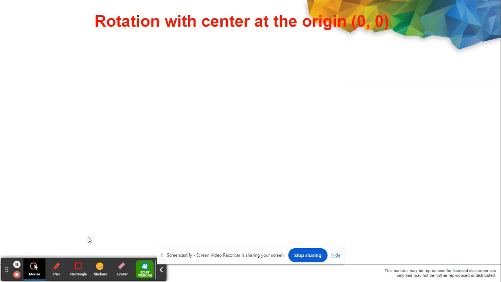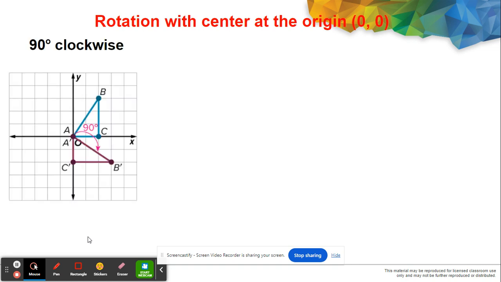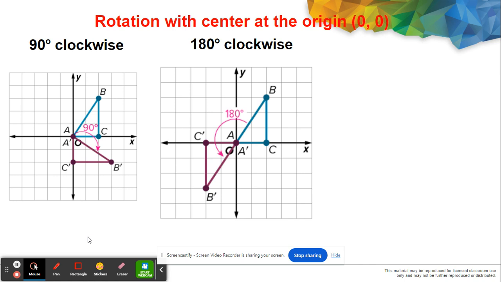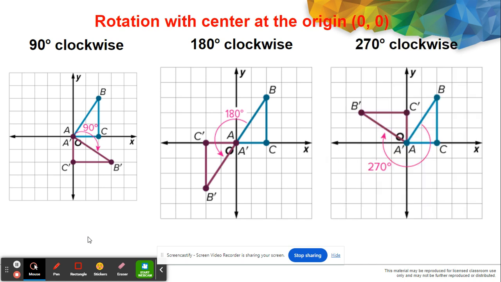Let me give you an example of rotations with center at the origin and how it looks. First, this one is a 90-degree clockwise rotation. As you can see, our pre-image is the blue triangle ABC, and our rotated image is the purple triangle A prime, B prime, and C prime. This one is rotated 90 degrees clockwise. Then we rotated it 180 degrees clockwise. When you rotate a pre-image 180 degrees, it turns the image upside down. And also, we can rotate our image 270 degrees clockwise.